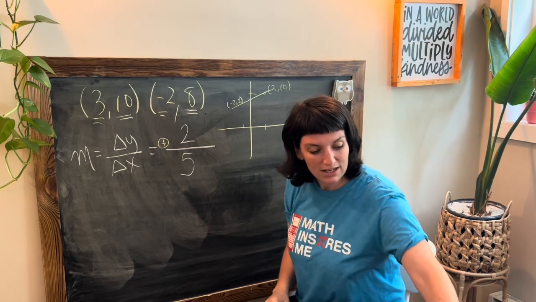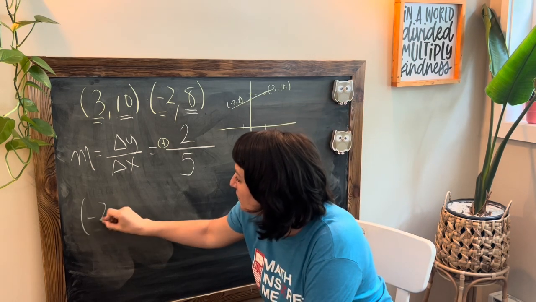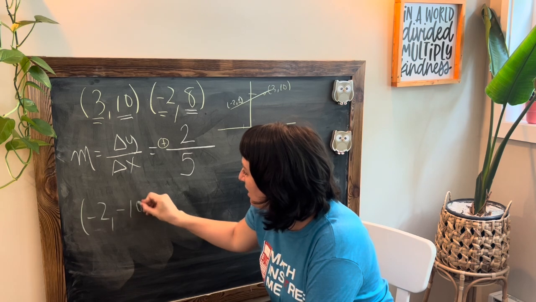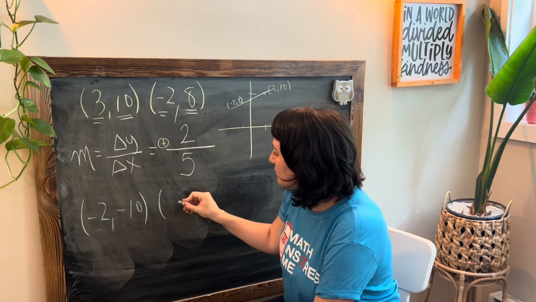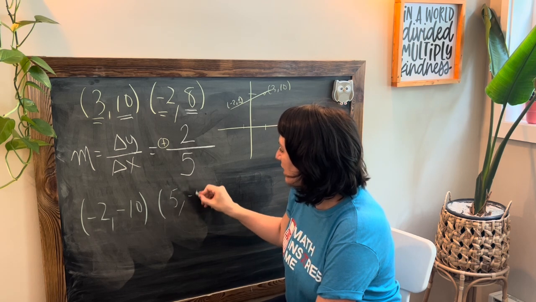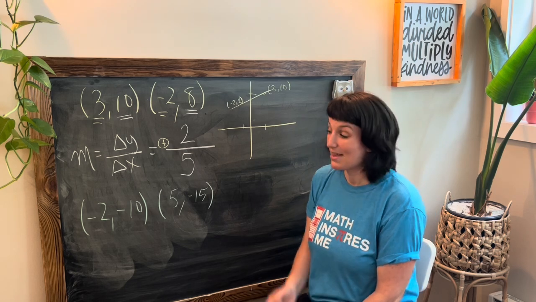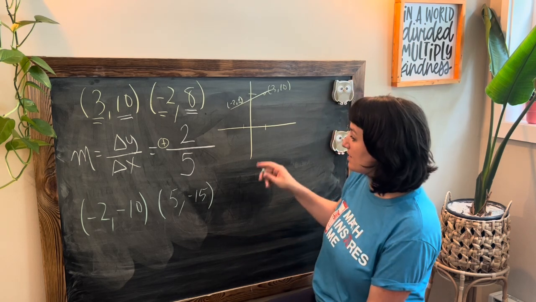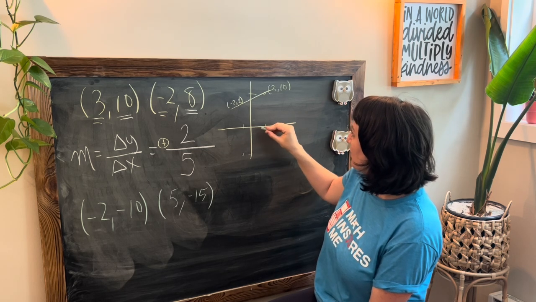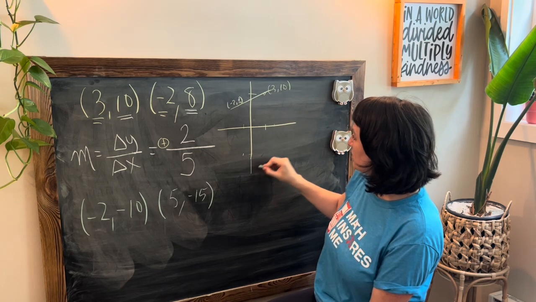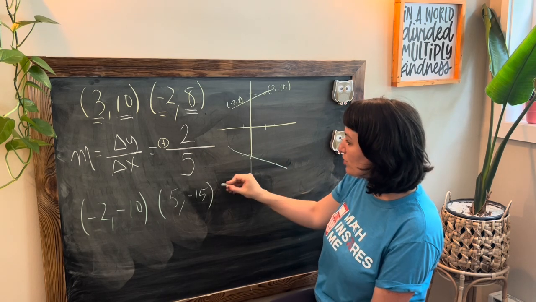All right. Now, let's do another set of points. We'll do negative 2, negative 10, and we'll do 5, negative 15. Okay. So this is going to be negative, right? Negative 2, negative 10 is somewhere down here. And then 5, negative 15 is somewhere down here. That's a negative slope. So I know this one is negative.